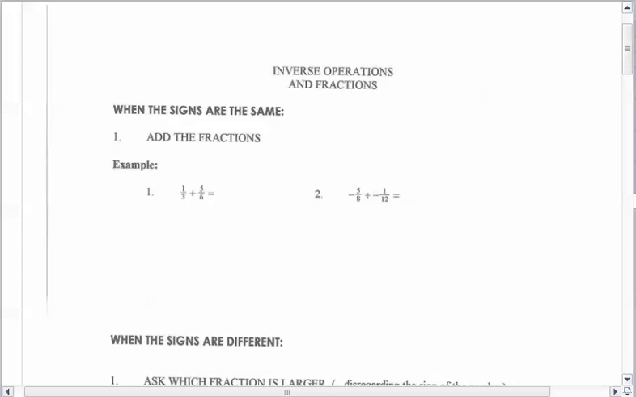And that is, what do I do when I'm combining fractions and the signs are the same? Now, notice this is just adding, subtracting. We're not into multiplying and dividing, right? I'll show you that later. Well, I add the fractions. When the signs are the same, I add the fractions. Here the signs are positive, both of them. Here the signs are negative, both of them. But I'm still going to add.